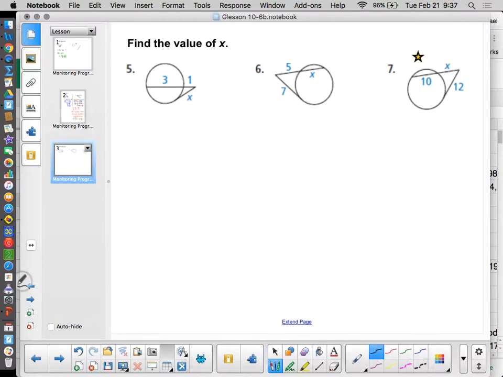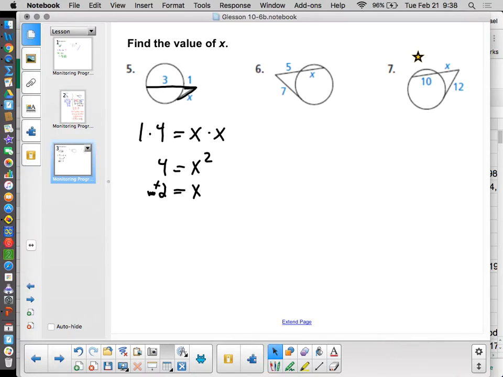This one uses a tangent. So it's 1 times the whole thing, which is 4, equals x. And now when it's a tangent like that, remember, both are the same. So it's x times x. So x squared equals 4. So x equals positive or negative 2, but the negative 2 is a negative length. That doesn't make sense. So just x equals 2.